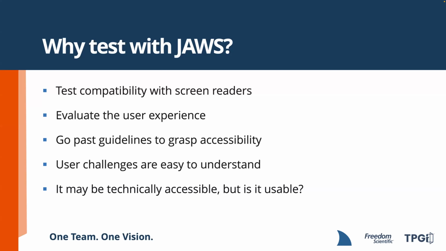JAWS cuts through all of that and gives you a sense of what the actual user's experience of your application or site is. Much better, therefore, also for prioritizing things. If you can't fix everything, fix the things that are having the biggest impact on users. So it helps you to go past guidelines and grasp accessibility.